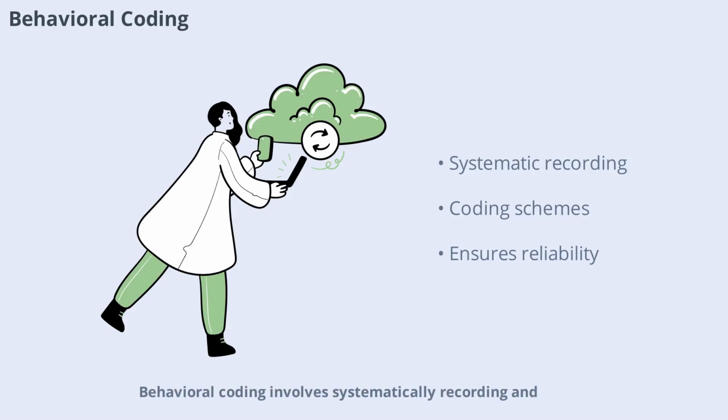Behavioral coding involves systematically recording and categorizing specific behaviors observed during a study. Researchers develop a coding scheme to ensure consistency and reliability. This method is often used in observational studies, where behaviors are broken down into measurable units. Accurate coding is essential for analyzing patterns and drawing valid conclusions from observational data.